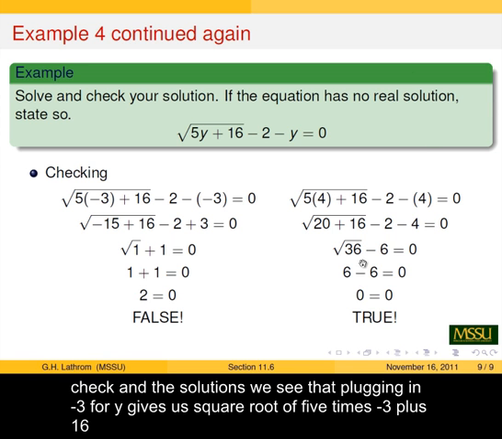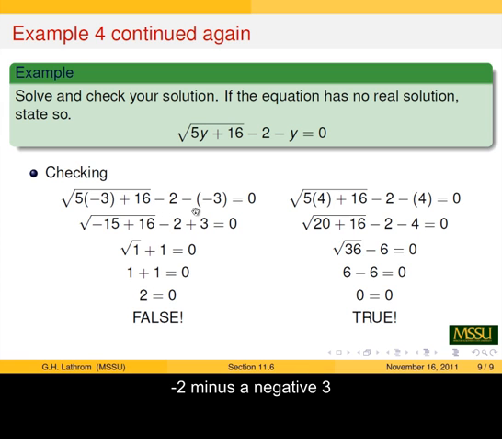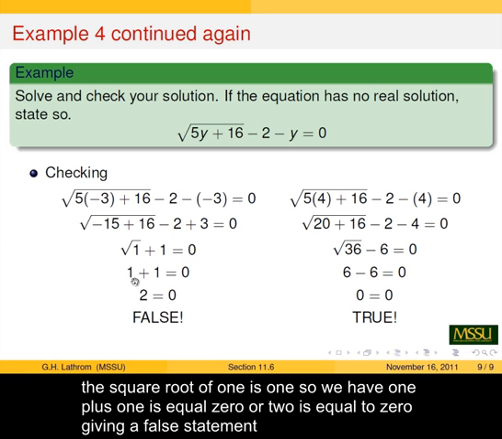Checking the solutions, we see that plugging in negative 3 for y gives us the square root of 5 times negative 3 plus 16, minus 2, minus a negative 3 is equal to the square root of negative 15 plus 16, minus 2 plus 3, or the square root of 1 plus 1 is equal to 0. But the square root of 1 is 1, so we have 1 plus 1 is equal to 0, or 2 is equal to 0, giving a false statement.